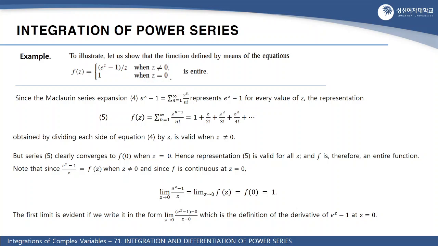When g is equal to 0, it is defined by 1, a constant. We can prove this function is entire by using series expansion and also the theorem we have proved. Since the Maclaurin series expansion for this function e to the g negative 1 is this.